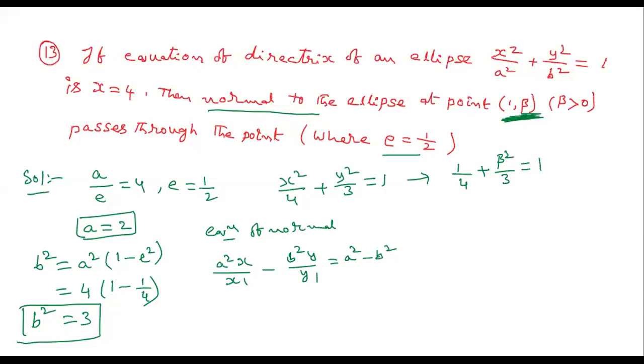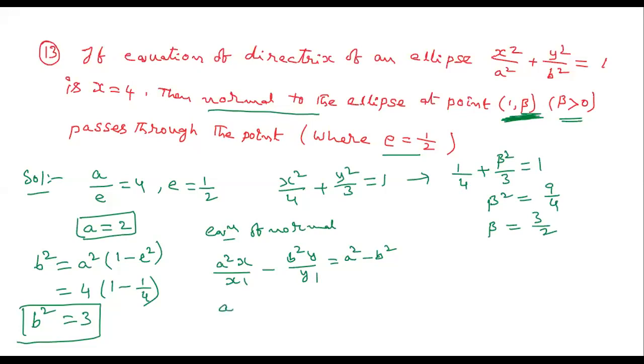Now finally here, what do we get for beta square value? By observing the calculation, we get beta square value is 9 by 4. Then beta value is 3 by 2. Here beta is greater than 0, given. Now the same point, substitute here.